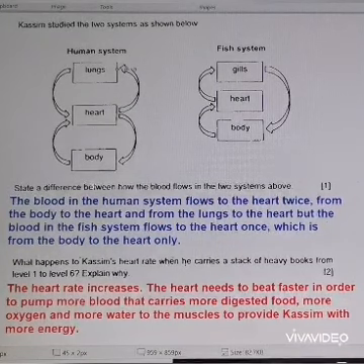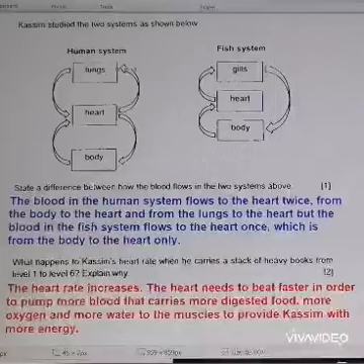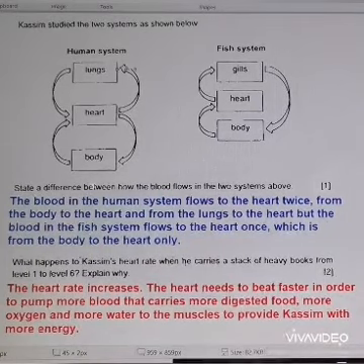Now, let's take a look at part A. State the difference between how the blood flows in the two systems above. For this question, I decided to type it out in advance so that we do not spend too much time waiting for me to type. So let me read you the question and I'll tell you where is the key phrase. The blood in the human system flows to the heart twice, from the body to the heart and from the lungs to the heart. But the blood in the fish system flows to the heart once, which is from the body to the heart only.